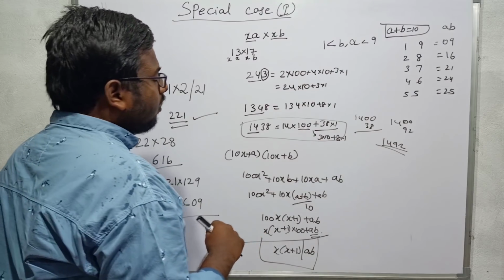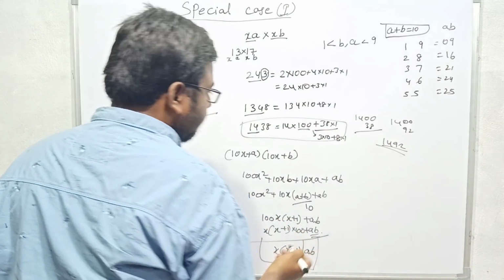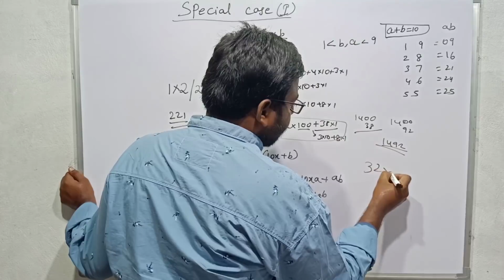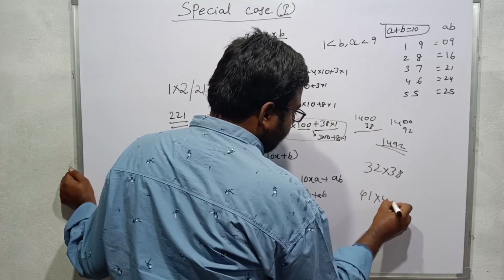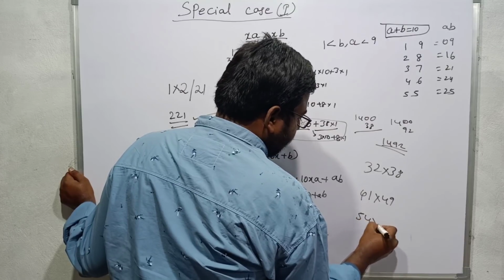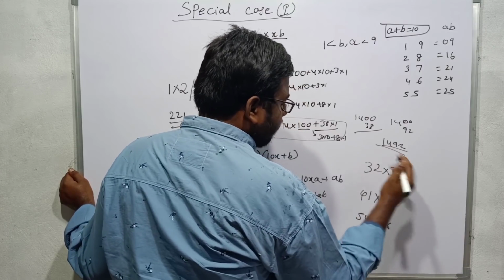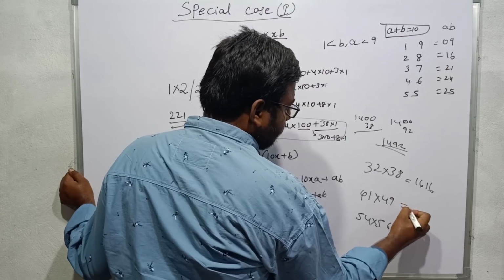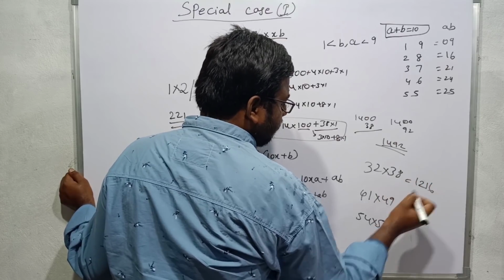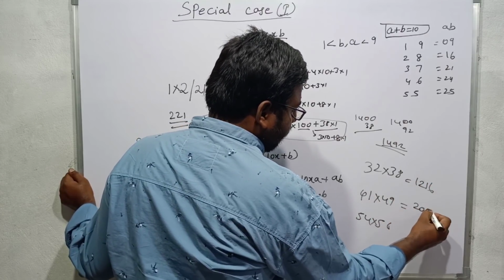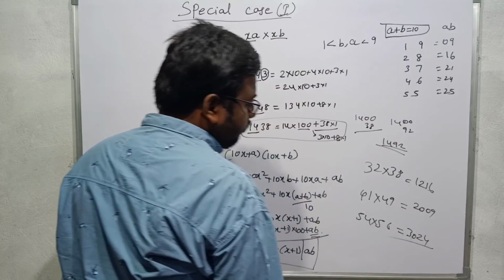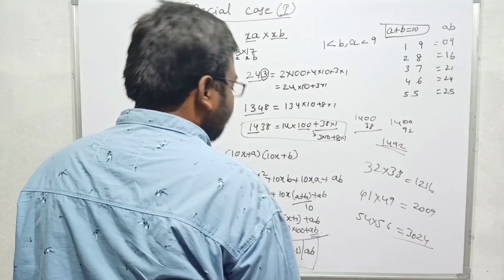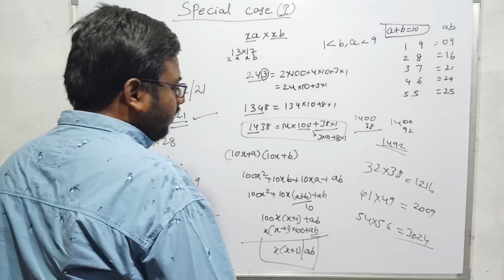So we will do a lot of problems in this. For example, if I see 32 into 38, 41 into 49, 54 into 56: 3 4s are 12, 16. 4 5s are 20, 09, 2009. 5 6s are 30, 24, 3024. So like this you can calculate.